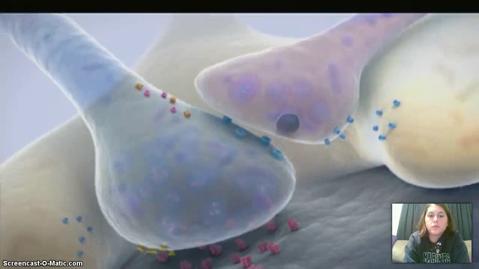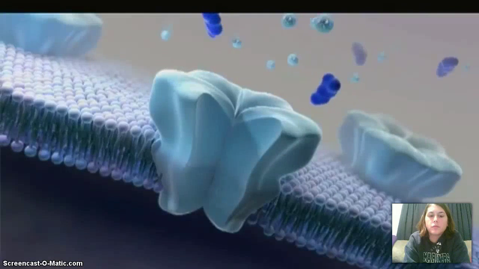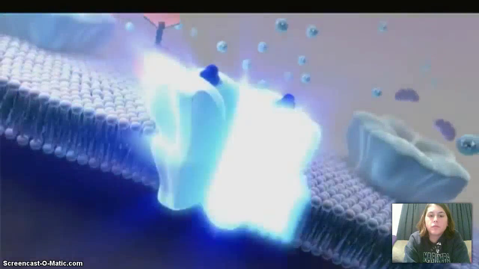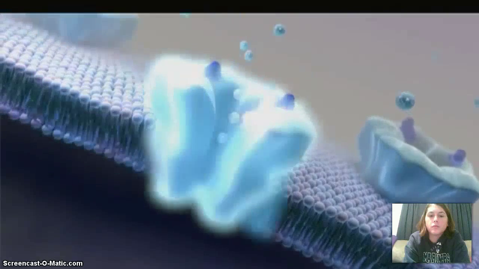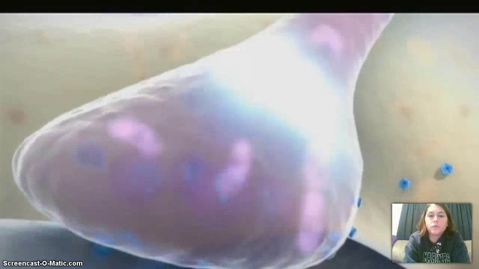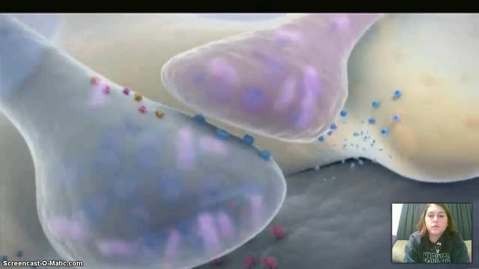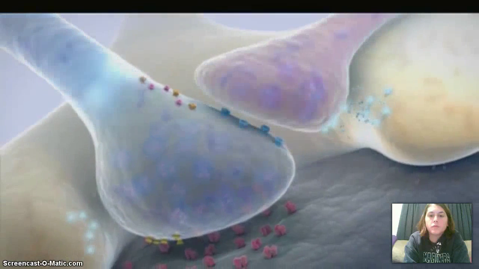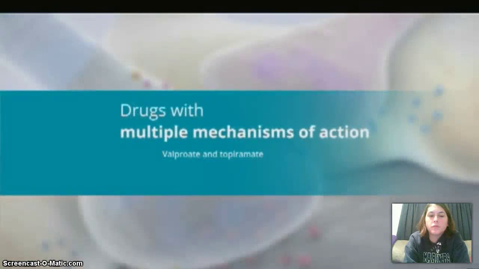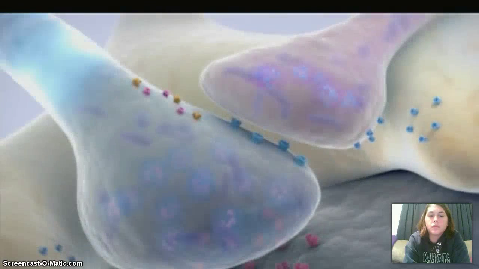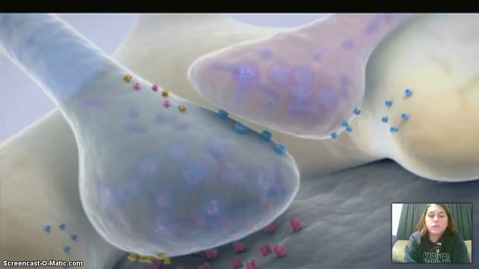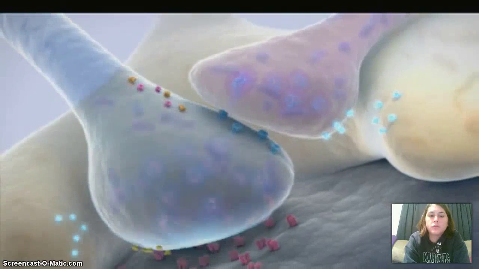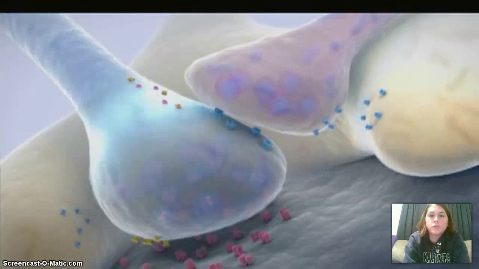GABA is an inhibitory neurotransmitter, and the GABA receptor is part of a chloride channel complex. Mechanisms enhancing GABA-mediated inhibition are believed to include receptor agonists, prevention of the breakdown of GABA by inhibition of GABA transaminase, and decrease of reuptake of GABA. Both valproate and topiramate act through multiple targets, such as enhancing GABA, inhibiting glutamate, or altering the generation of action potentials.